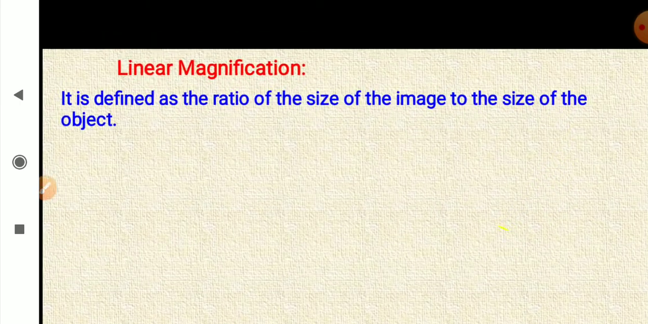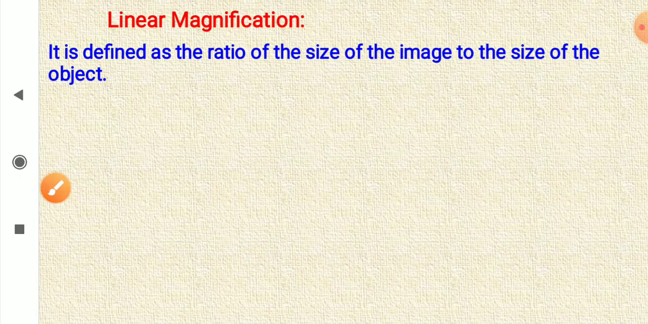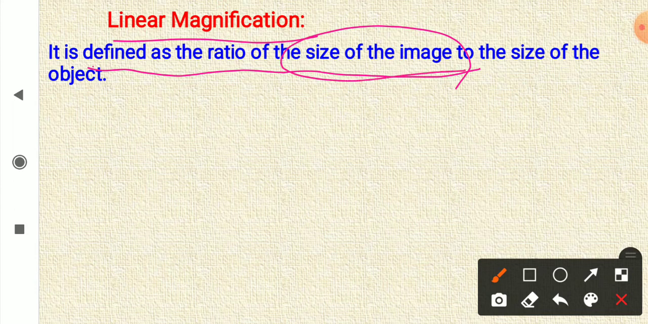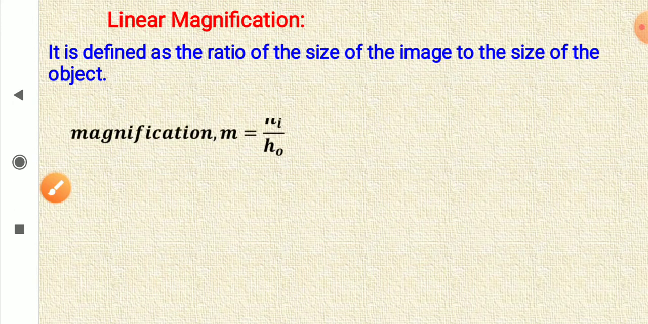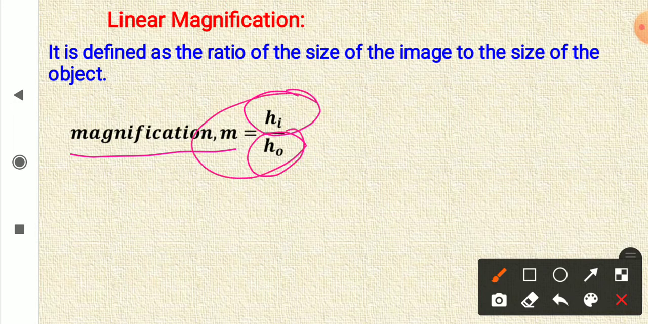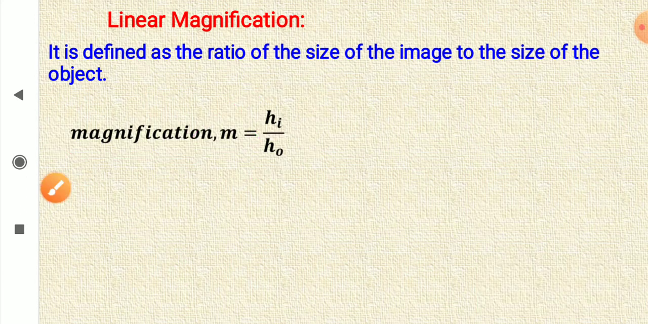Magnification means to magnify, and the linear magnification of a lens is defined as the ratio of the size of the image to the size of the object. So here, the magnification produced by a lens is the size of image HI upon the size of object HO, and we are going to find out a relation for it.